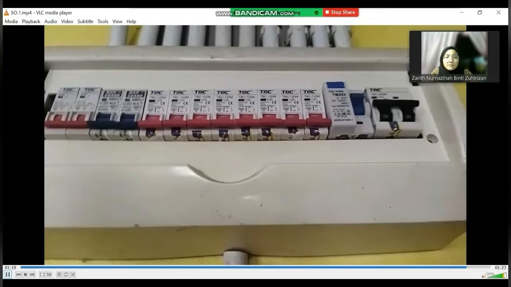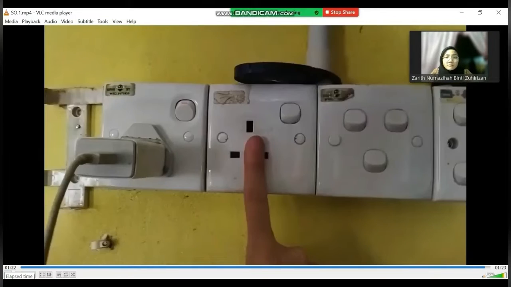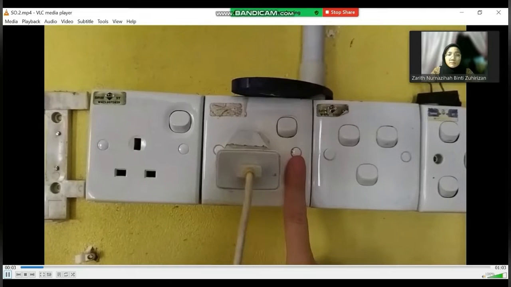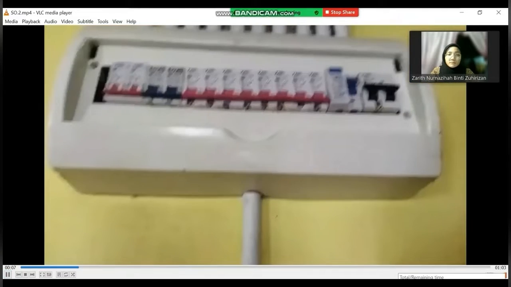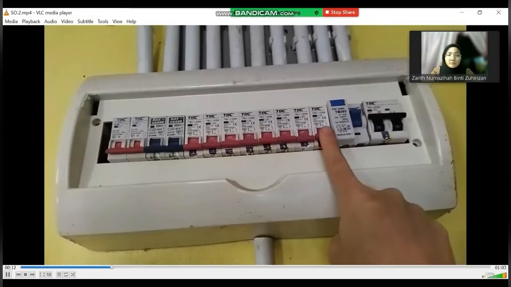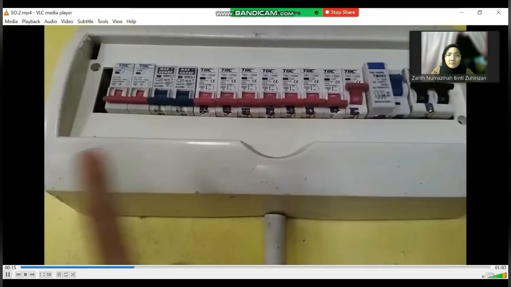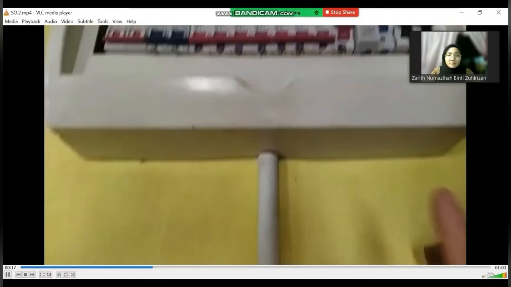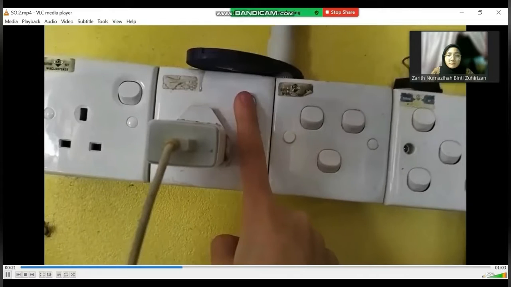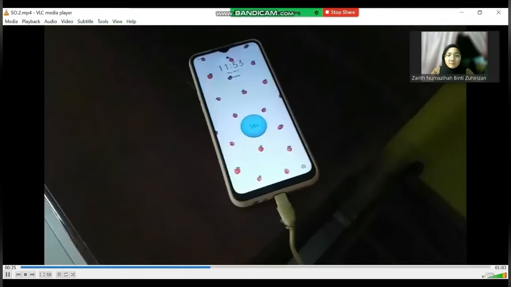Okay, next I will show socket outlet number 2. This is socket outlet number 2 in my living room. Okay, go back to the distribution board. I will turn on the MCB of 12 here. The rest are all off. Okay, back to socket outlet 2. I will turn it on and then go to the phone.